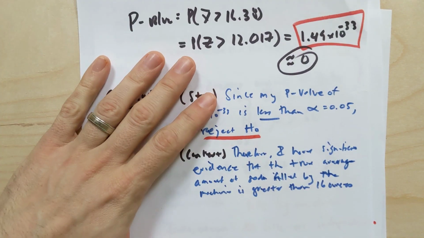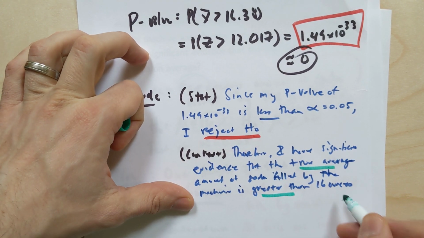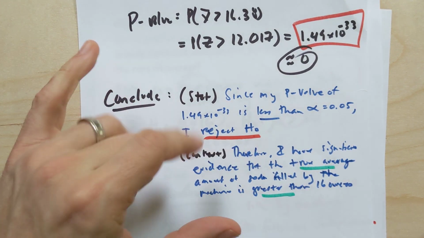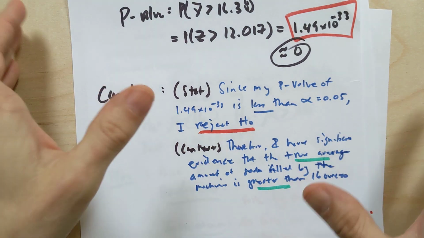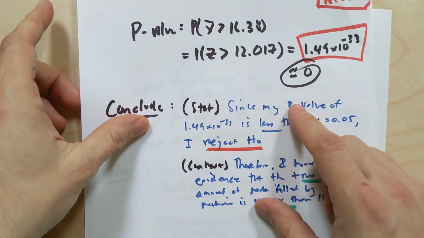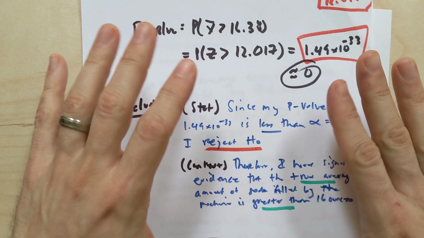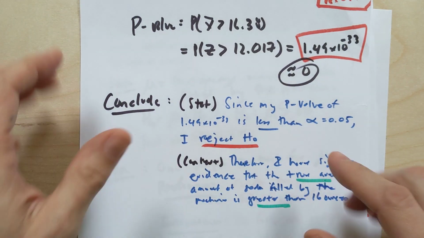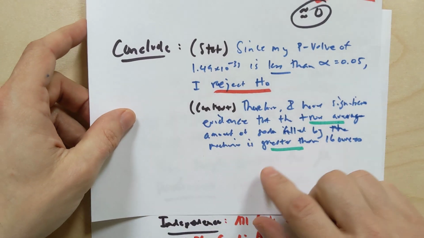I have significant evidence that the true average is greater than 16 ounces, which we thought it would be. Couple of things here. It is a possibility we made an error. Even though this p-value is absurdly tiny, we might have made an error. In this case, the kind of error we might have made is a type 1 error, but we still go with the evidence. I'm not saying that it's guaranteed that this machine is overfilling the cups, but I definitely have evidence that it does.